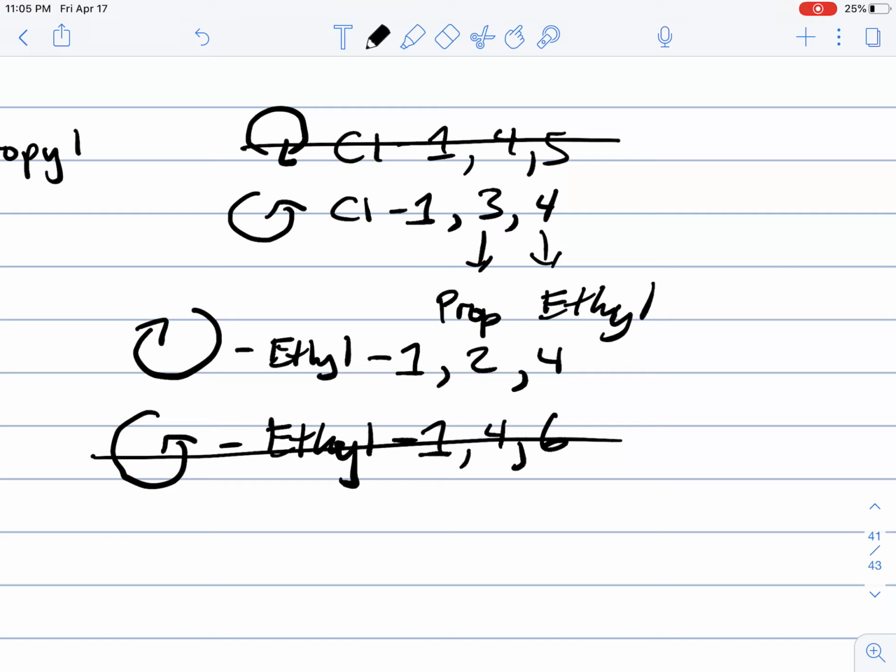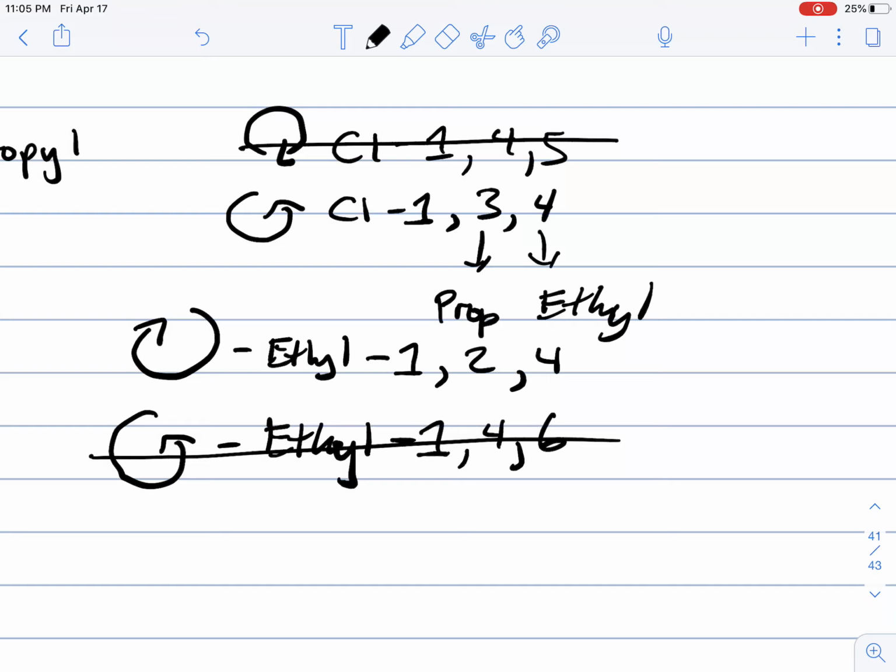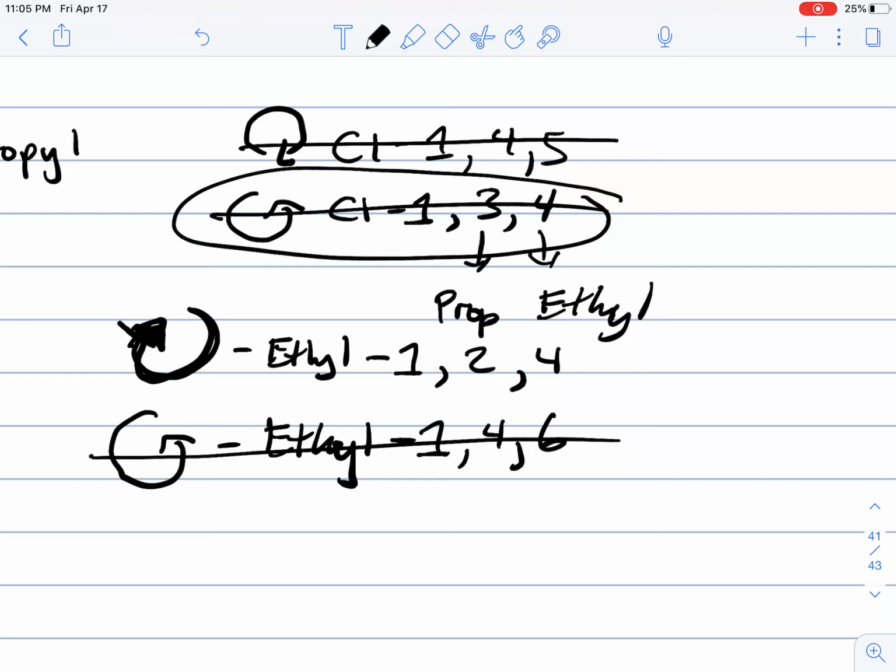Now, if I compare my chlorine to my ethyl, I want you guys to note that 1, 2, and 4, that combination is going to produce a lower number than 1, 3, and 4. And so it looks like chlorine is out of the picture being carbon number 1, because I've created a combination such that ethyl being carbon number 1, and if I number it clockwise, I get a lower combination than chlorine being numbered counterclockwise.